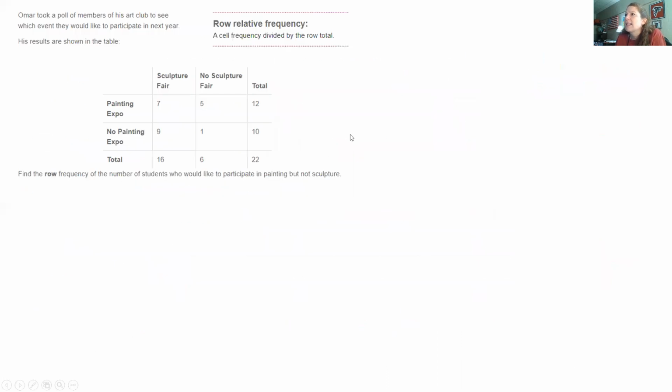All right. Now this time we're going to look at what is called row relative frequency. So Omar took a poll of members of his art club to see which event they would like to participate in next year. His results are shown in the table. So we're talking about people who are going to do the sculpture fair, or the opposite would be no sculpture fair, and then students who are going to attend the painting expo or not attend the painting expo. So this time we want row frequency. Now remember, rows go this way. The opposite way is columns.